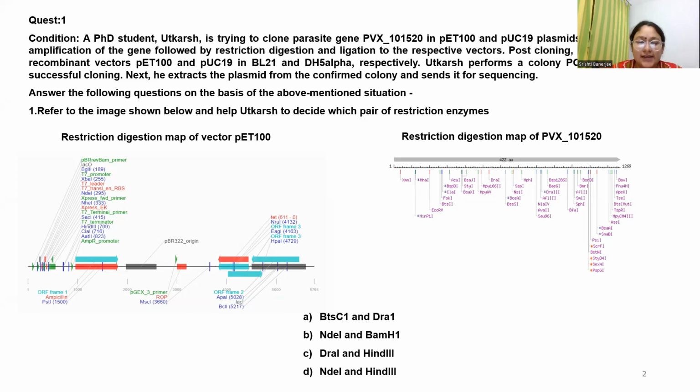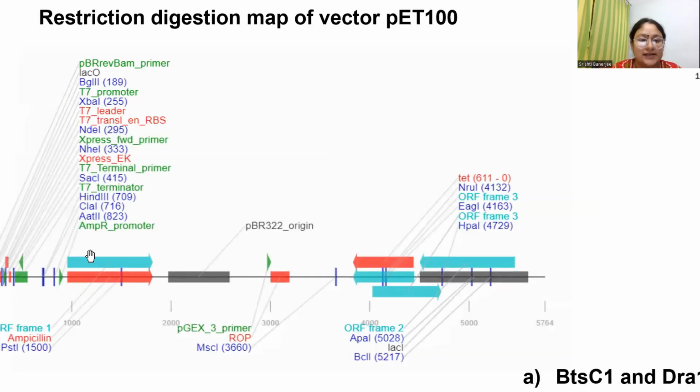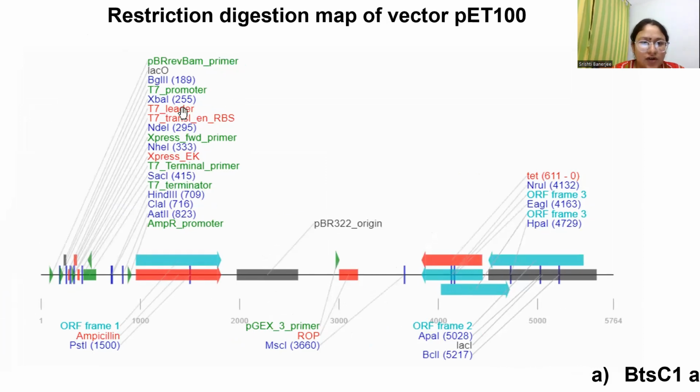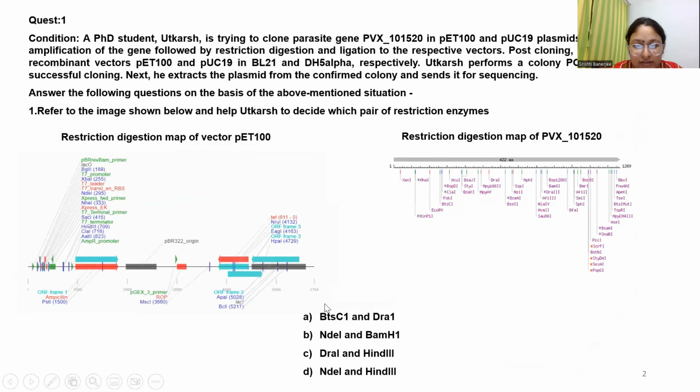Okay. So the thing is, how do we solve these kinds of questions? They are saying that you need to cut this vector and insert the gene. To cut this vector, we need to see the different restriction sites that this vector has. So if I zoom in on this picture, these are your different sites, BglII, XbaI. These are the different cut sites, and these cut sites mean that the vector can be cut by this particular restriction enzyme. So we need to find out of these options which one has a common pair which is present here also and here also.